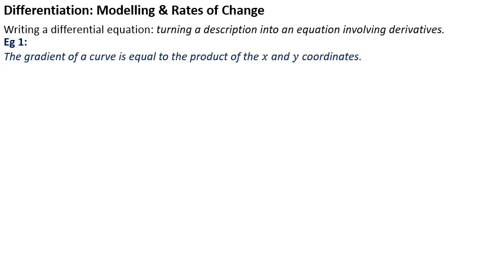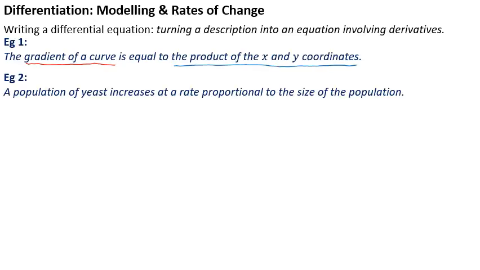So for this one, it's a little simpler than the ones that are going to follow, to be honest. The gradient of a curve. Well, we already know that if we're talking about the gradient of a curve, we should be thinking in terms of dy by dx. And then when it talks about the product of the x and y coordinates, well, that's also something we can write down. We've got notation for that. We can just put x times y.